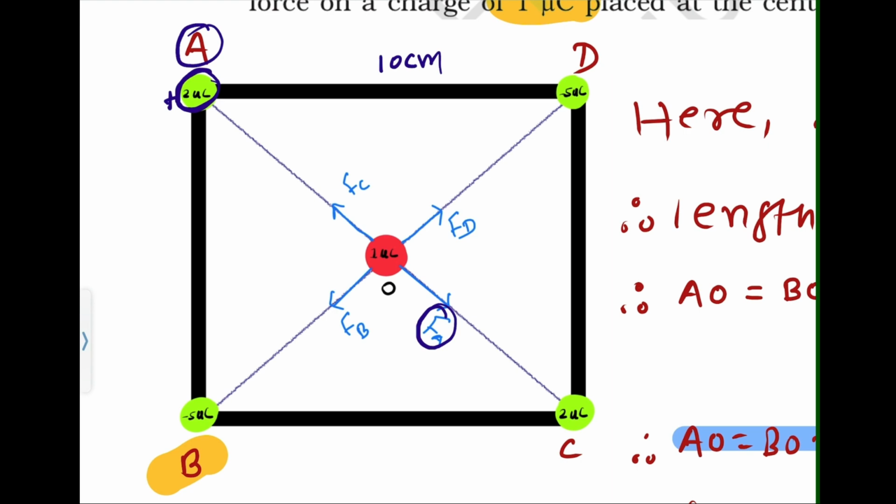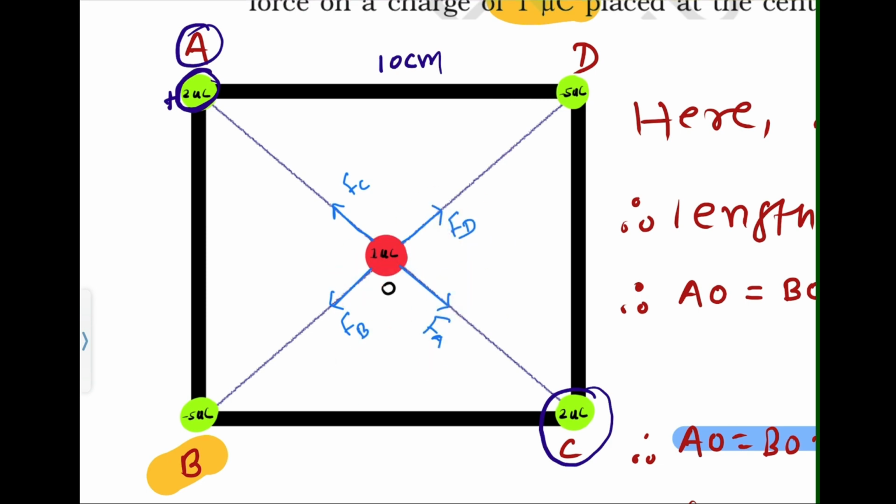Similarly, this charge of 2 microcoulomb placed at the corner is also positive. So positive repels. So it will exert force on this 1 microcoulomb charge in this direction. So it is Fc. Here you can see Fa and Fc are in opposite direction, that is, the angle between them is 180. So the net force along this line can be calculated by Fa minus Fc, that we will see later. Right now I am just explaining.